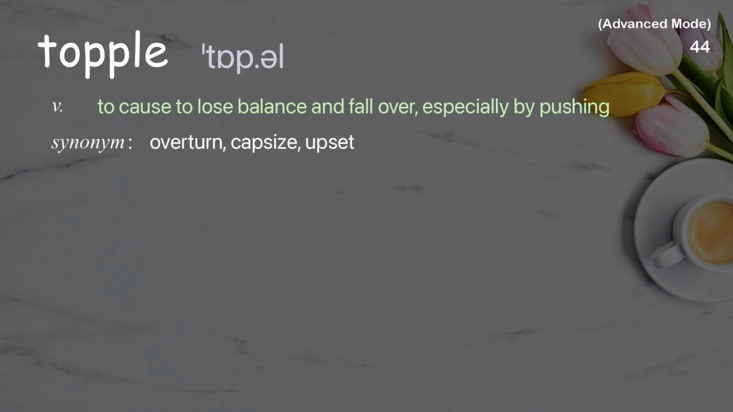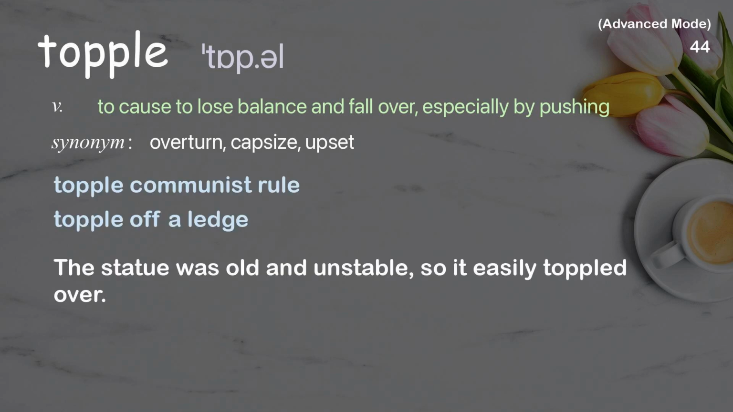Topple. To cause to lose balance and fall over, especially by pushing. Examples: Topple communist rule. Topple off a ledge. The statue was old and unstable, so it easily toppled over.